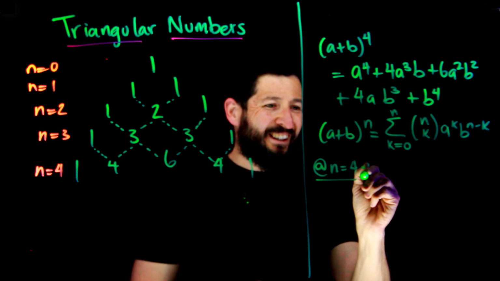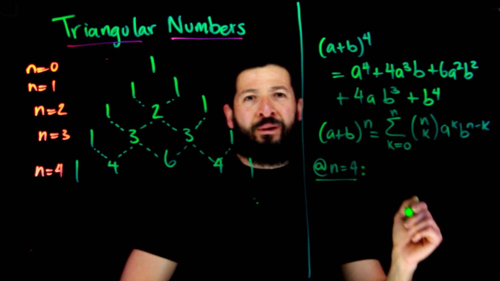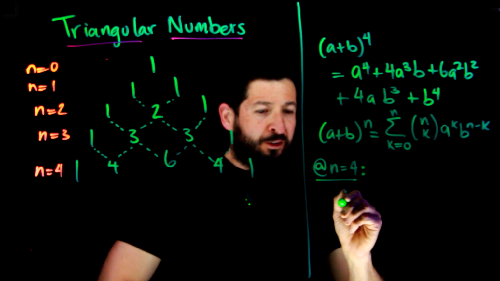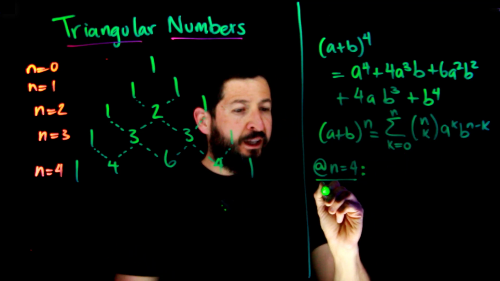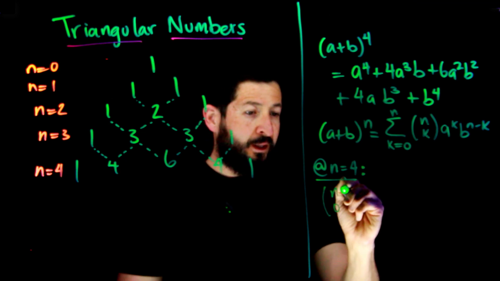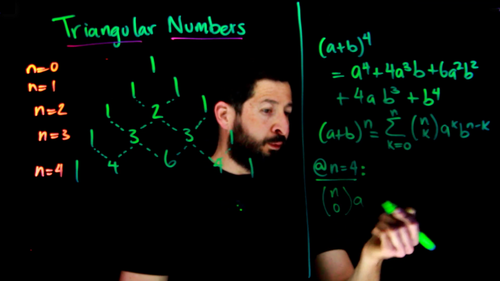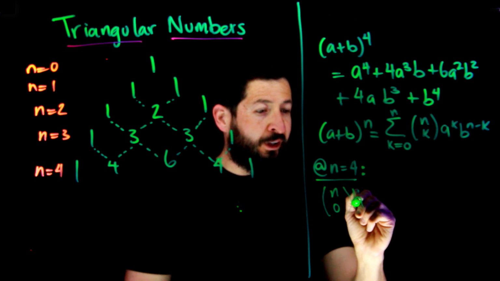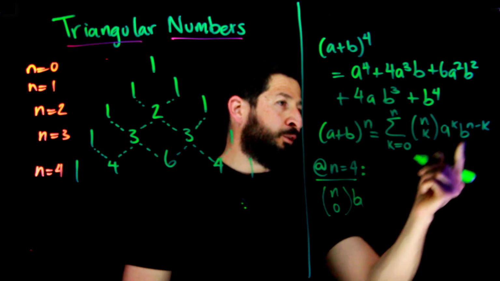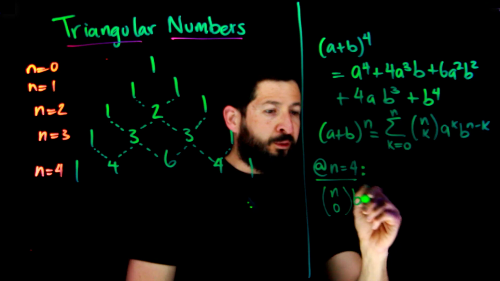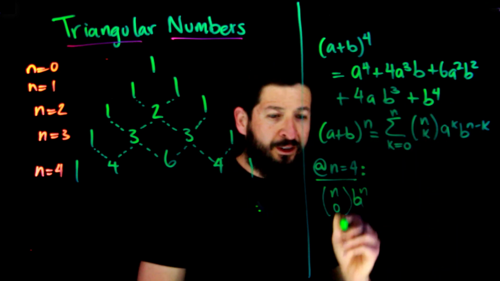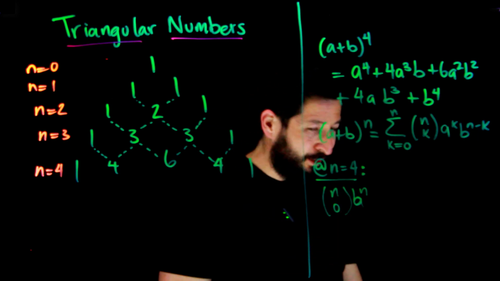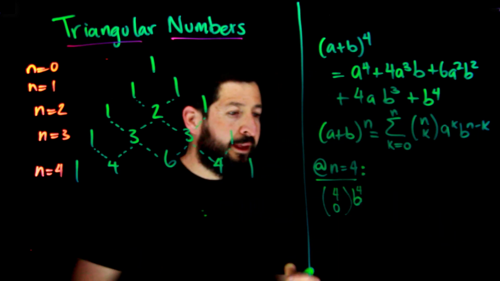So at n equals 4, this sum becomes, for k equals 0, n choose 0, a to the power of 0, which is 1, and b to the power of n minus 0, so b to the n. I'm kind of going backwards, but n was 4. I forgot about that, so let me change that. I'm going to write b to the 4.